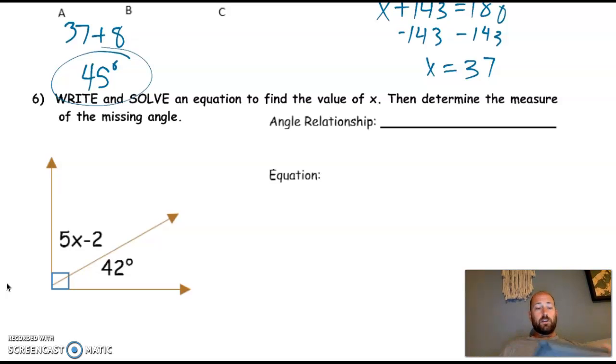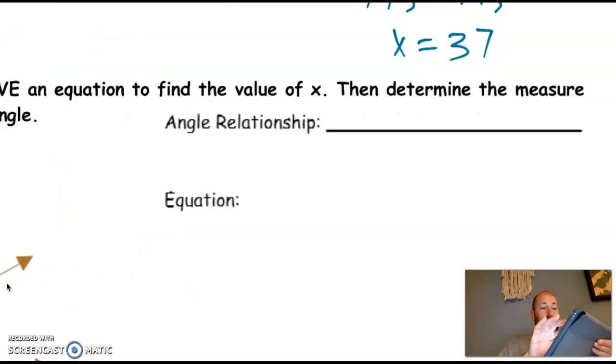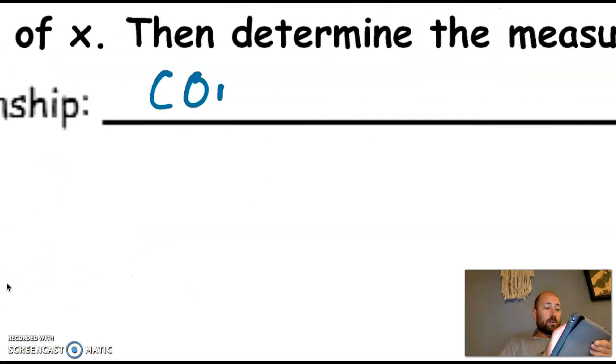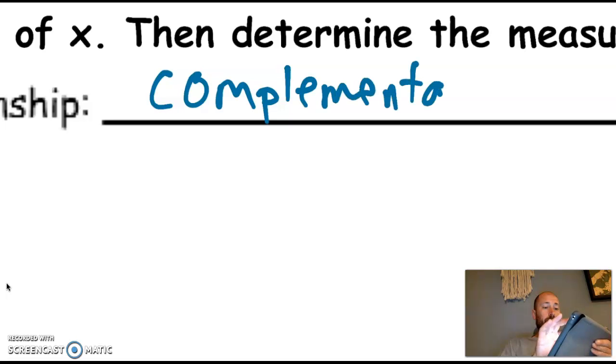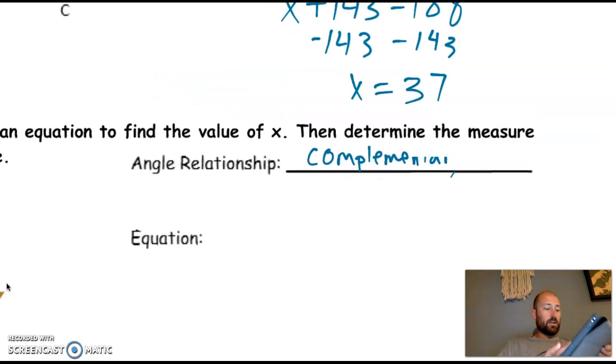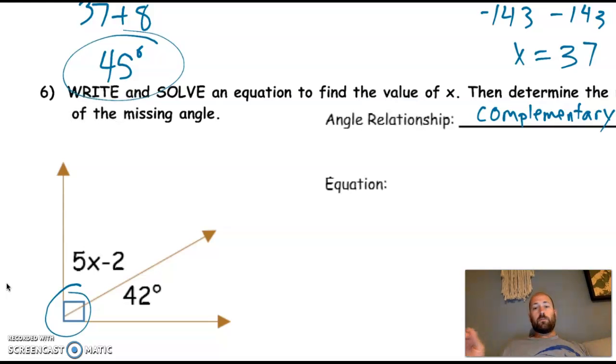What is the angle relationship? You see that box right there? That tells us complementary. All righty, almost there. Write the equation, use that definition. Complementary means they add up to 90 degrees.